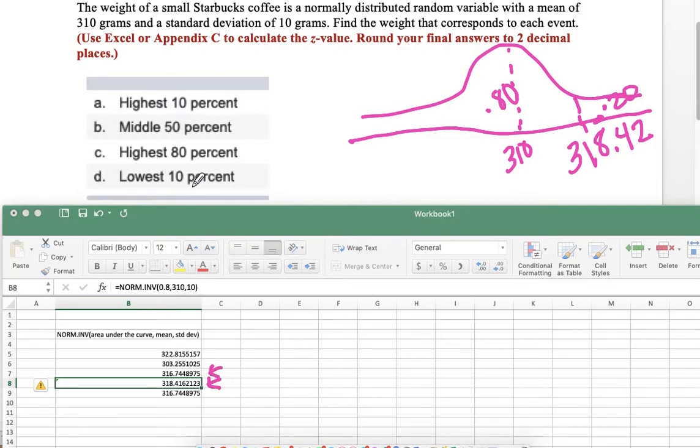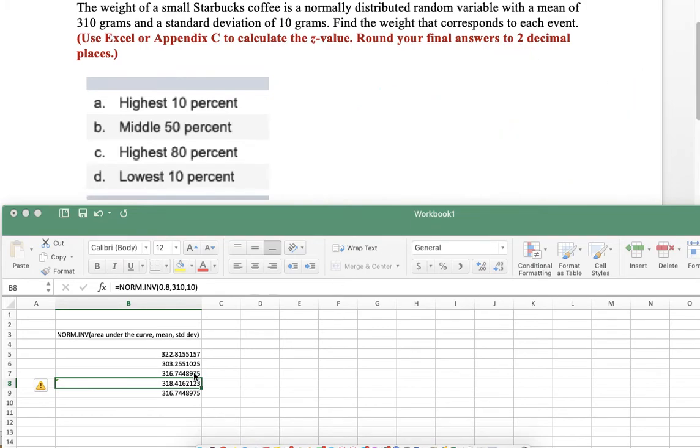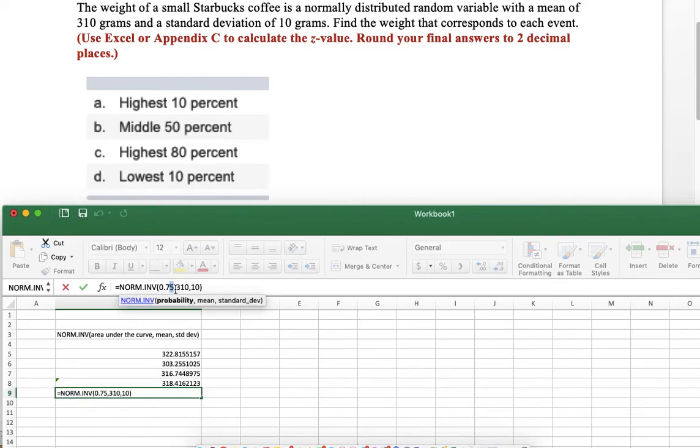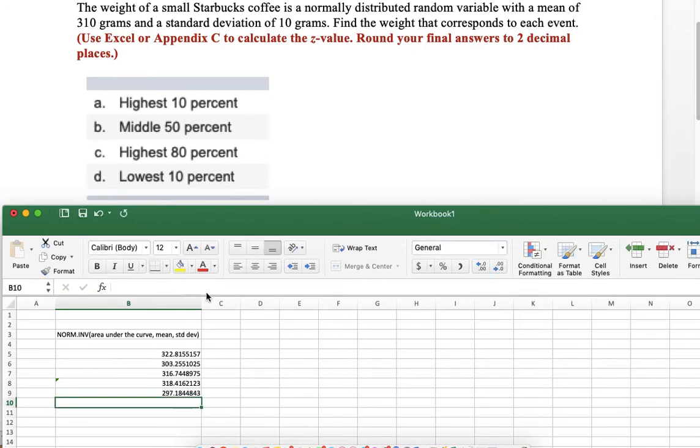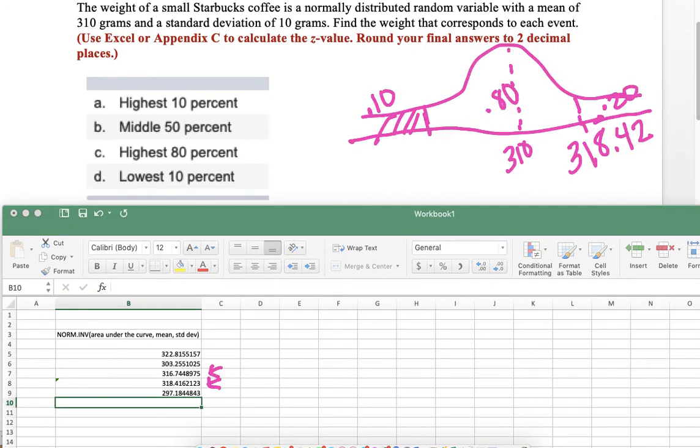Now we're going to do the last one, the lowest 10%. That would just be down here at 0.10, so we substitute in 0.10 for our area under the curve. Change this over to 0.10, and that is way down here at 297.18. So that looks good.